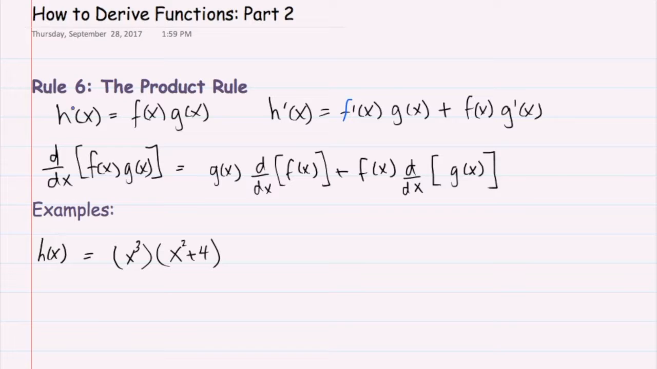Suppose you have function h of x which is equal to f of x times g of x. The derivative of h of x is going to be the derivative of f of x times g of x plus f of x times the derivative of g of x. Now in the first term I derived the first function, in the second term I derived the second function. Okay? This is the Leibniz notation that is equivalent to this rule. So the derivative of f times g is equal to g times the derivative of f plus f times the derivative of g. So we derive the first function, and in the second term we are deriving the second function.